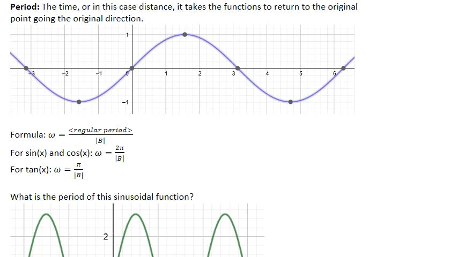All right, period is the time, or in this case, the distance. It takes the function, and that should be function, sorry, not functions, to return to the original point, going the original direction. All right, now that's a very important distinction, okay? Because check out this graph here. Let's say we start at the origin. Let's say we start off at 0, 0, okay? And we're traveling along this graph.